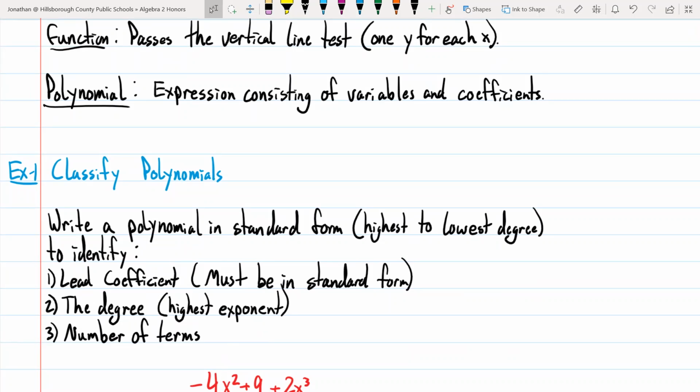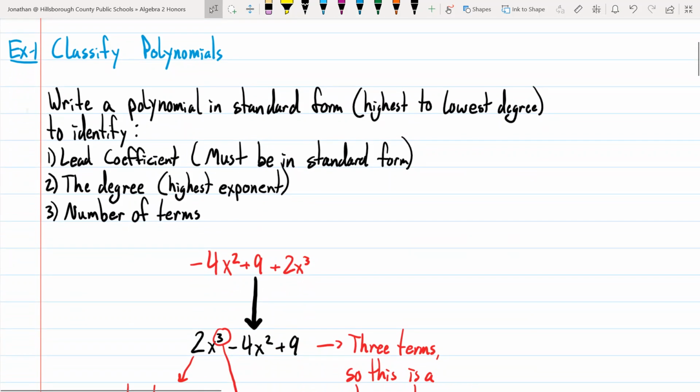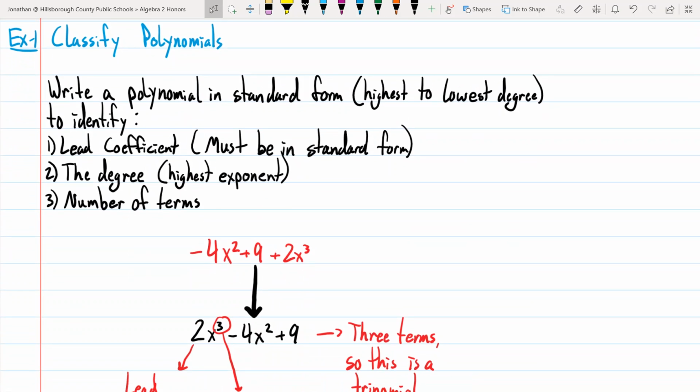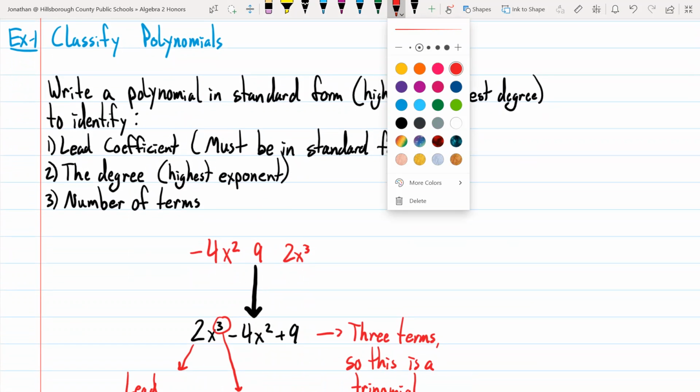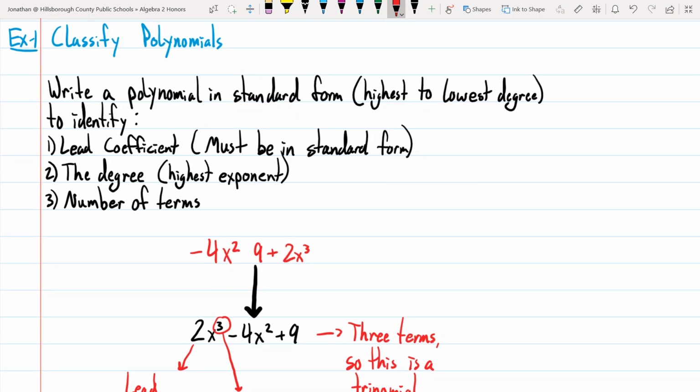Example 1, classifying polynomials. Write a polynomial in standard form, which means from highest to lowest degree, or exponent, to identify the lead coefficient, which has to be in standard form to define, the degree, which is the highest exponent, and the number of terms. Now, I pre-wrote these notes just for ease of narrating them. Feel free to pause the video at any time to write this down. I don't want you to feel rushed with this.